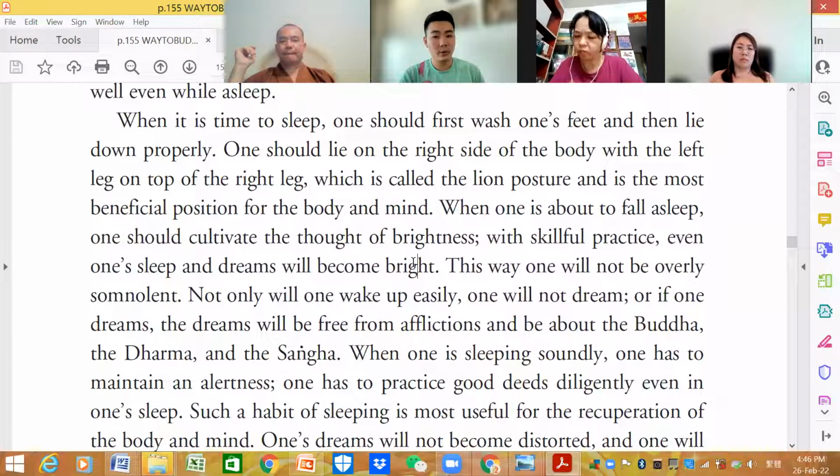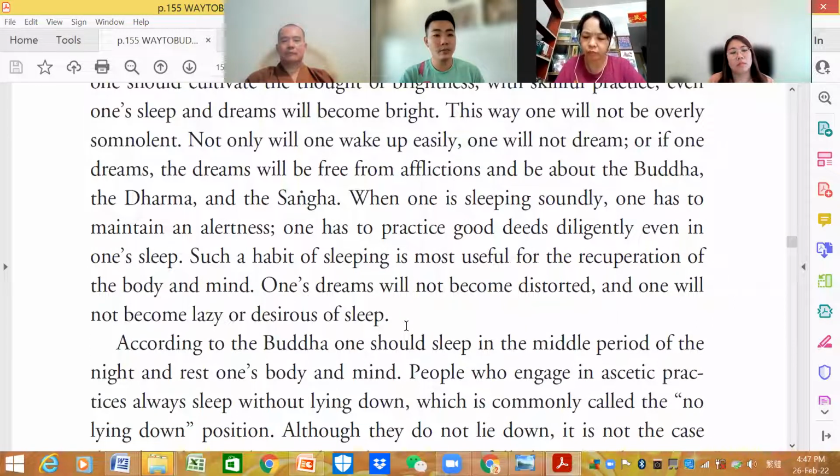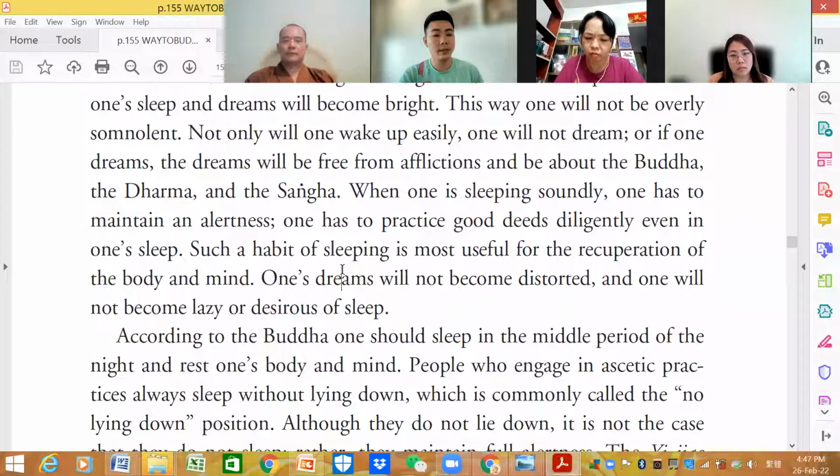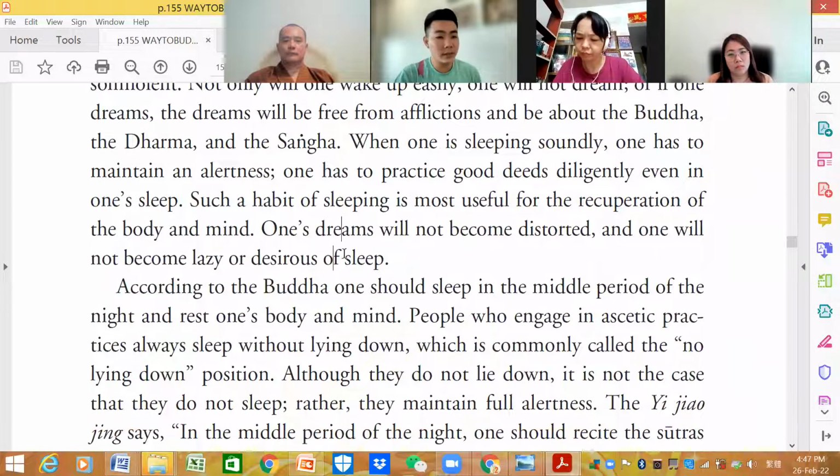This way, one will not be overly somnolent. Not only will one wake up easily, one will not dream. Or if one dreams, the dream will be free from afflictions and be about the Buddha, the Dharma, and the Sangha. When one is sleeping soundly, one has to maintain an alertness. One has to practice good deeds diligently even in one's sleep.